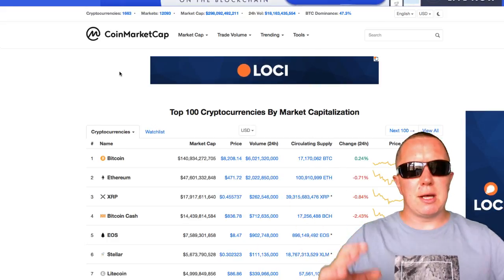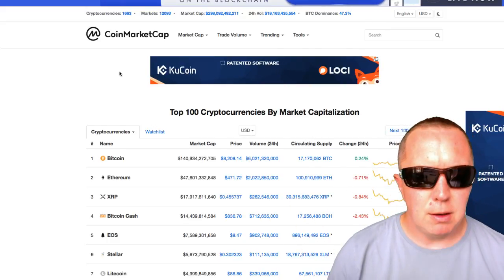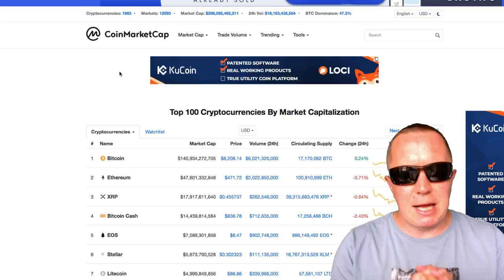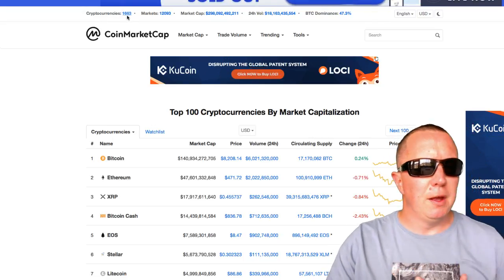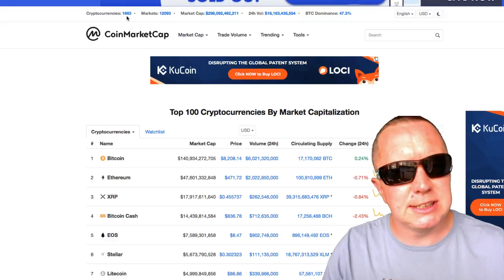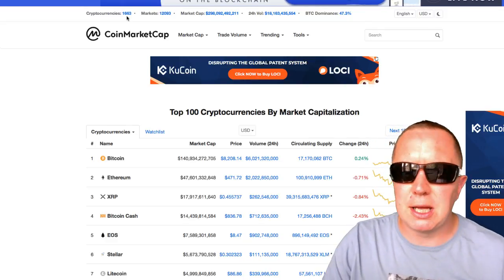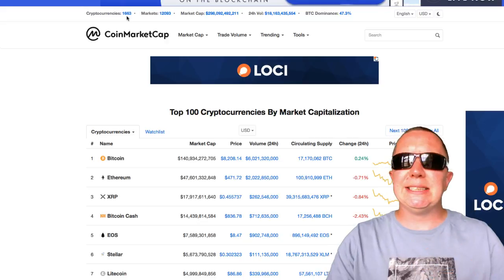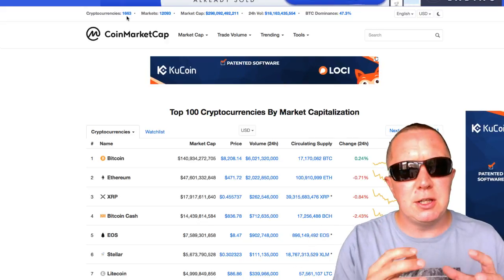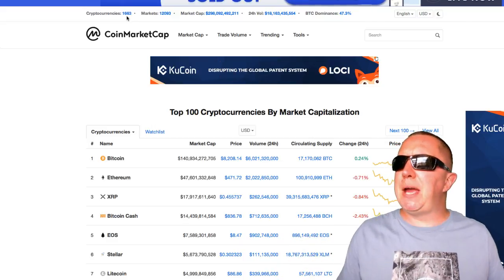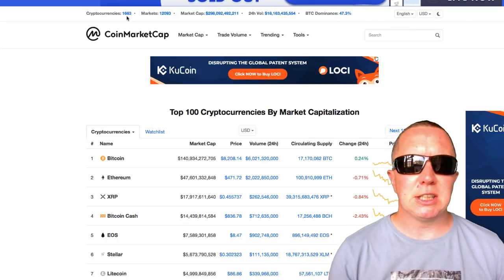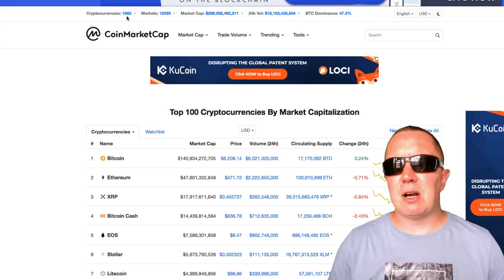Okay, so here is coinmarketcap.com. Now, just to explain this for you, in the top left, if you follow my cursor, there are 1,663 cryptocurrencies on the market. So you can see how you can very easily put money into a coin that you don't know much about and lose money straight away. It's one of the biggest mistakes of new people coming into cryptocurrency.